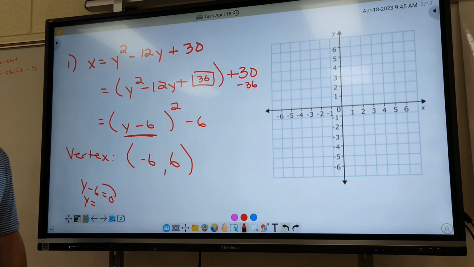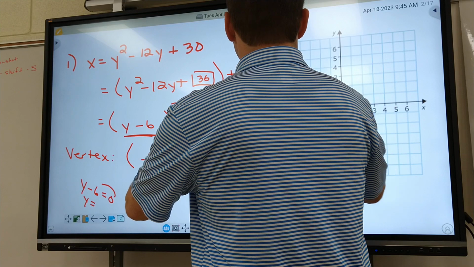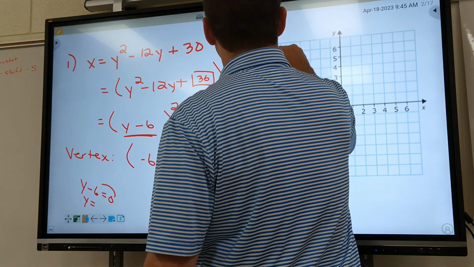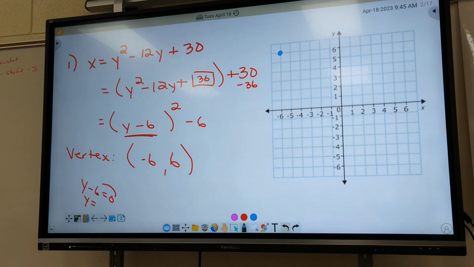Now let's graph that. I don't know if it'll fit on your graph. Just do the best you can with it. Negative 6, up 6. It barely fits on my paper. See if it'll fit on yours. Negative 6, up 6. I didn't give y'all numbers today. You'll have to count. Sorry.